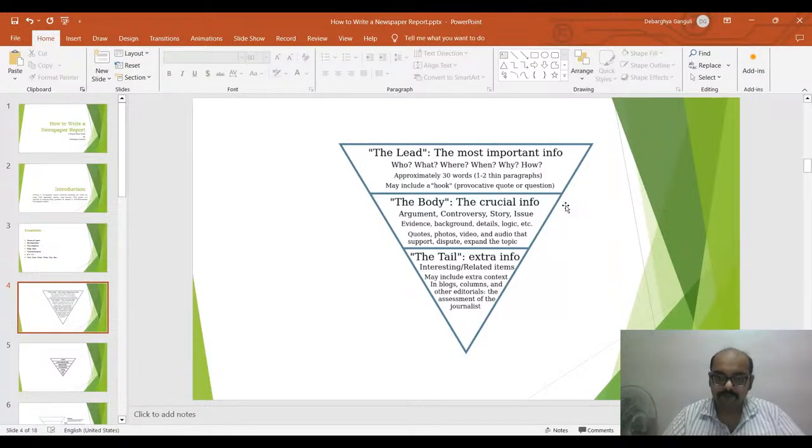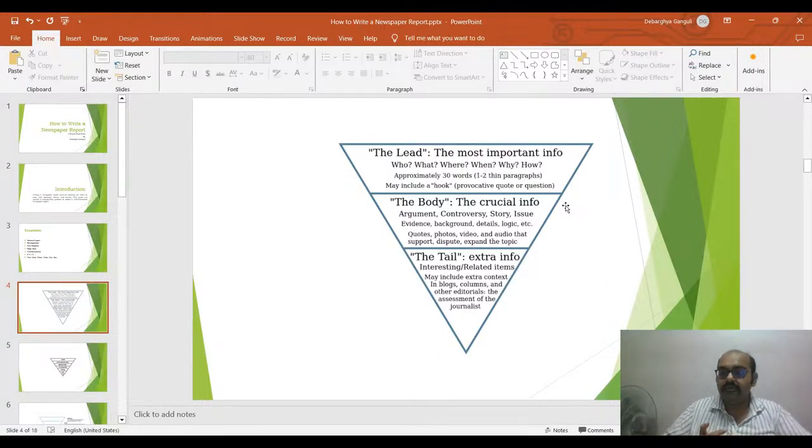Okay, now finally comes the tail. The tail is the least important part of the report. It provides, say, a witness report: what the local politician said, what the police said, what the fire brigade said, and what not. These are interesting things, related items, extra content, but these are really not the report itself. This is not really the event itself. These are assorted material.